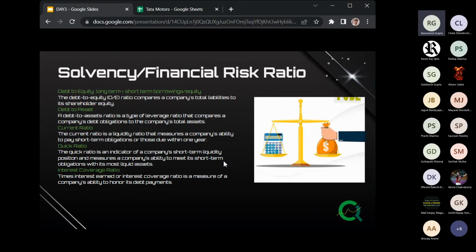Then next is the interest coverage ratio. Suppose there is a company that has taken some borrowings from other people and it is paying an interest of 5 rupees to all these people that it has taken money from. The interest coverage ratio says how much money it will generate from that 5 rupees. Suppose it generates 25 rupees from those 5 rupees that it is paying as interest, then the interest coverage ratio is 5.